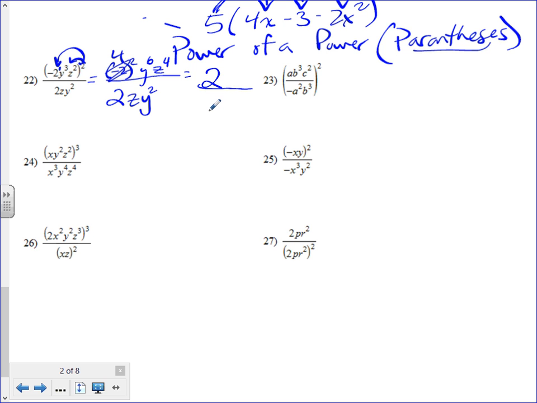Okay, what variable should we do next? Subtract the y's. 6 minus 2 is 4. Numerator or denominator? Yep. What about z? 4 minus 1 is 3. And the z is gonna give you what? Z is gonna give you 4.